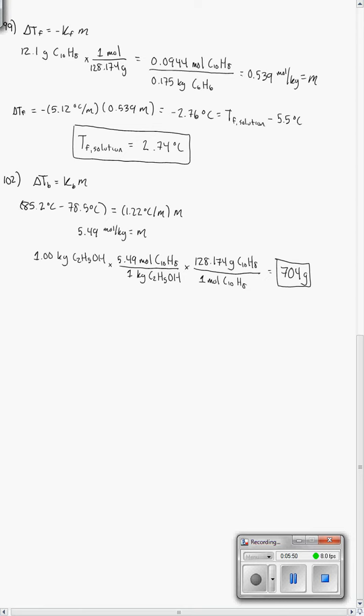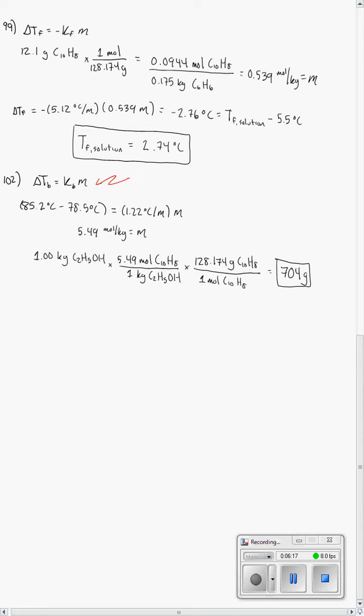Number 102 involves boiling point elevation. And the formula for boiling point elevation looks an awful lot like the one for freezing point depression. Now we've got Kb. What that means is that instead of using the freezing point depression constant, we use the boiling point elevation constant. Instead of delta TF, we have delta Tb. Instead of change in freezing point, we're talking about change in boiling point. Again, this is going to depend on the total molality of solute particles.